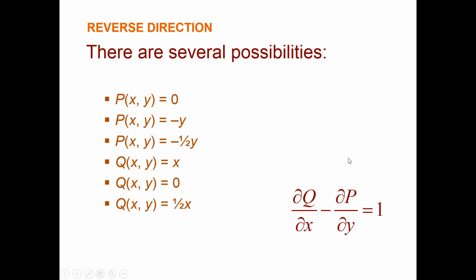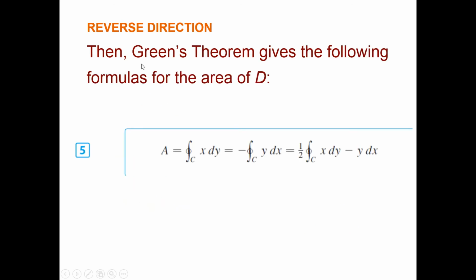Even then the left-hand side is equal to 1, so this equation holds. So we can find area by any of these possibilities. This leads us to the formula for area using line integrals. Line integrals can also help us find the area enclosed by a closed curve, right?